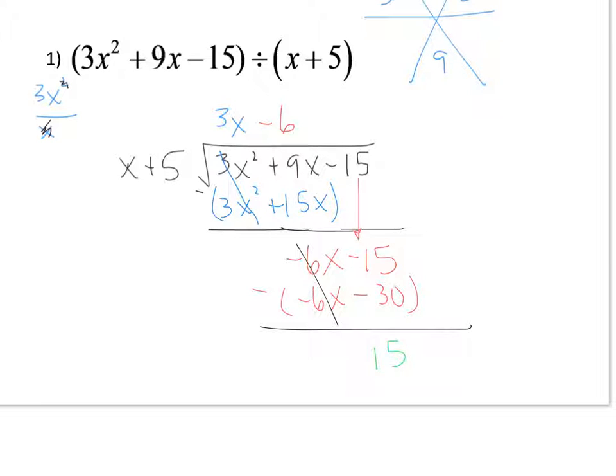And now I have nothing left to bring down from that dividend. So this is my remainder. And x plus 5 can't go into 15 evenly because x can't go into 15. So I would write my remainder as plus 15 over x plus 5. You just put your divisor under whatever number or term you have left that is your remainder. And that would be my final answer: 3x minus 6 plus 15 over x plus 5.